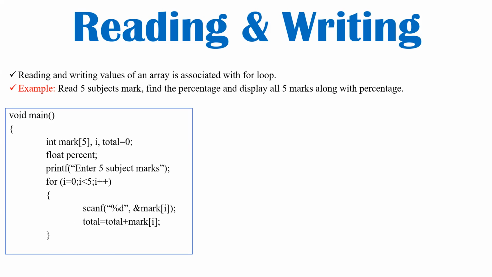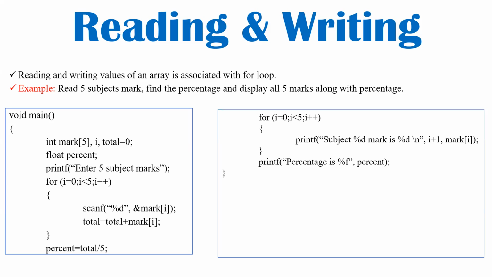After that, we find the percentage. How? The total value divided by the number of subjects; here there are 5 subjects, so divide by 5. After finding the percentage, first we display all 5 subject marks, subject 1, subject 2, and so on. We have 5 subjects, so the array index runs from 0 to 4. We initialize i with 0, the condition is less than 5, and each time i is incremented by 1.